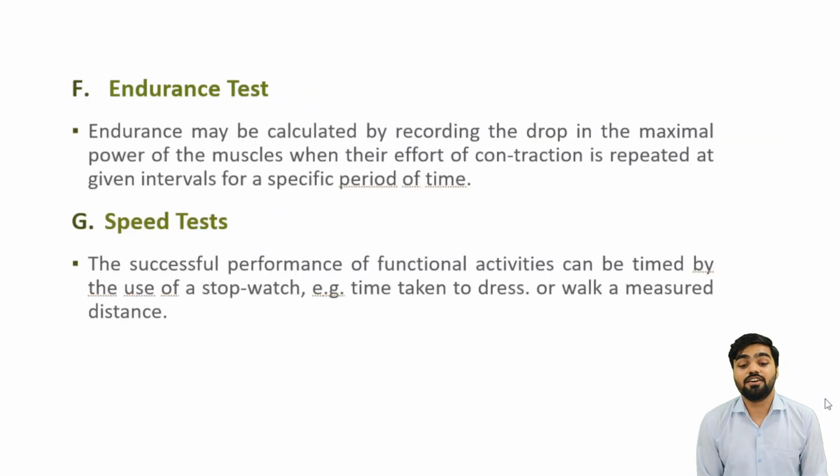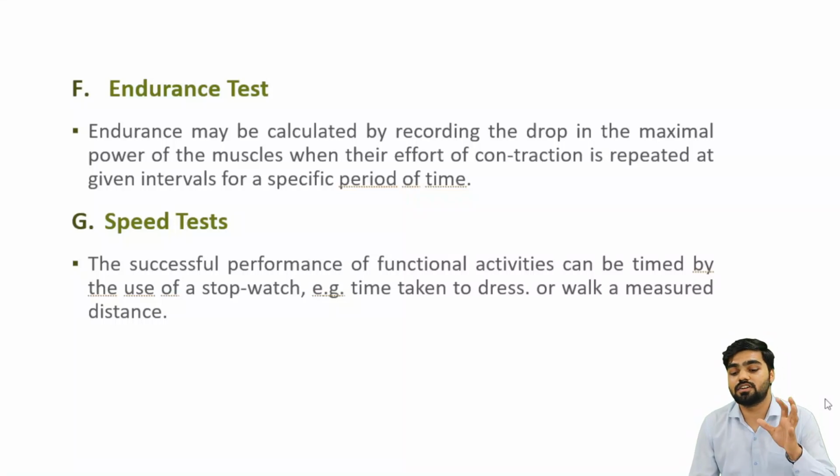Now we are moving to the endurance test. Endurance may be calculated by recording the drop in the maximal power of the muscle when the effort of contraction is repeated at a given trial for a specific period of time. So in the endurance test, with a lesser amount of resistance or lesser weight, higher repetition is called endurance test. For each muscle, there will be some endurance test to assess that endurance. So basically in power test, you will be lifting maximum weight, whereas in endurance, the maximum repetition should be in focus.